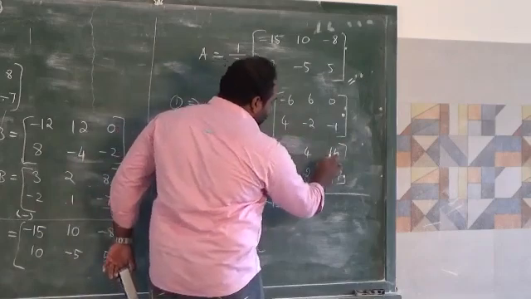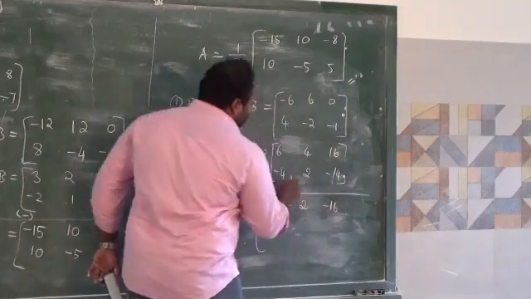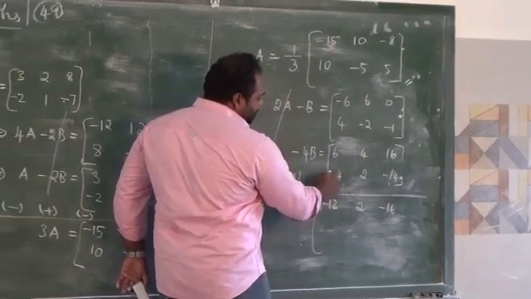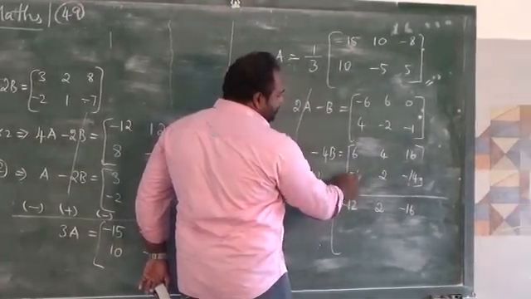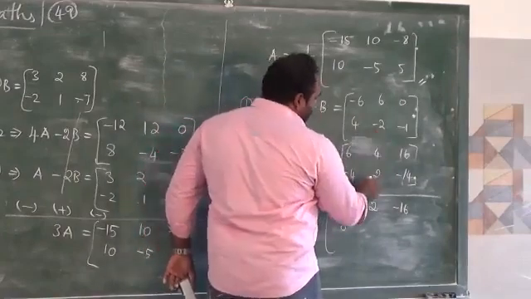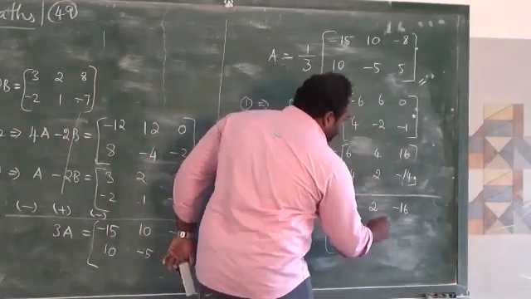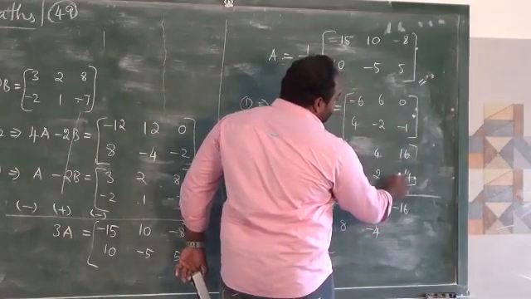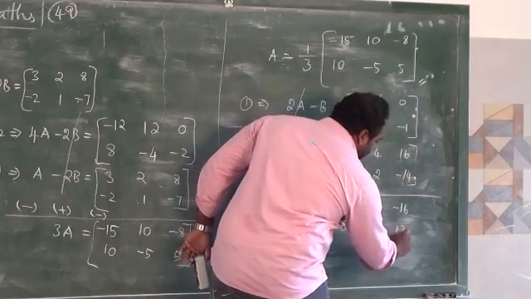0 minus 16, it is minus 16. Minus 4, it will become plus because minus 4 into minus is plus 4. So 4 plus 4, 8. Minus 2, minus 2, minus 4. Minus 1, here it is a plus 14. So minus 1 plus 14 is plus 13.